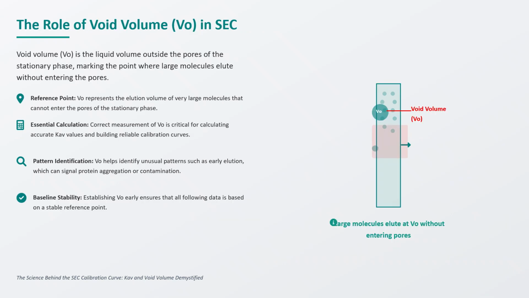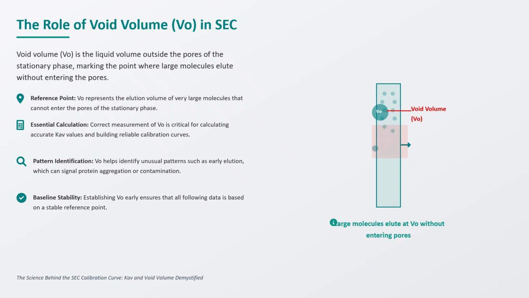Now, let's talk about one of the most underestimated parameters in SEC, the void volume, or VO. Void volume represents the volume outside the pores of the stationary phase. Practically, this is where very large molecules elute, molecules so big that they never enter the pores at all. Why does this matter? Because VO is the starting reference point for every CAV calculation. If VO is wrong, every single CAV value downstream is wrong.